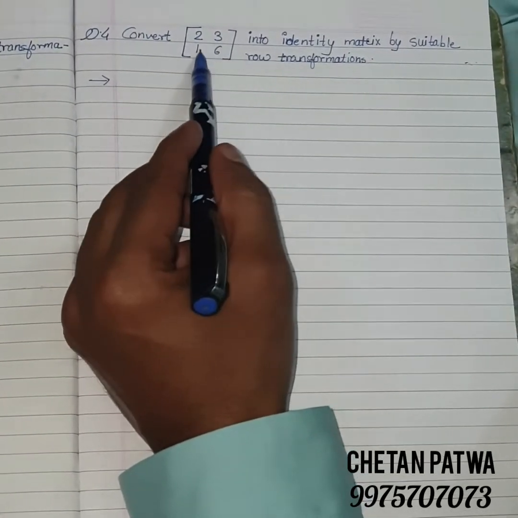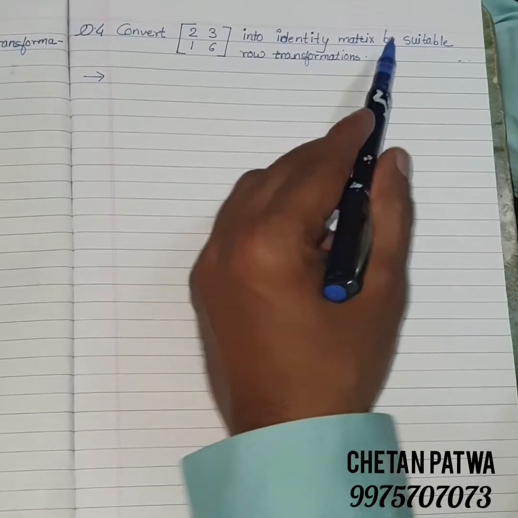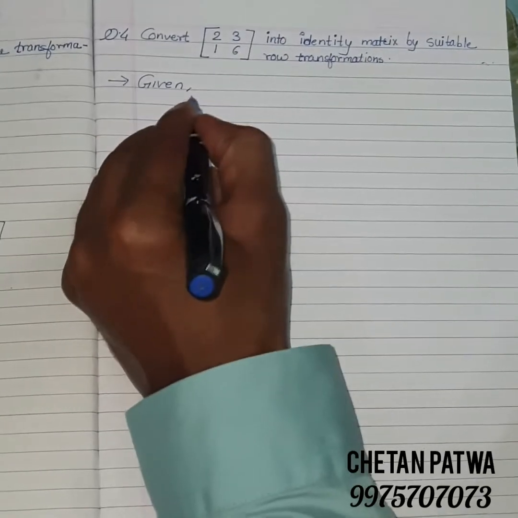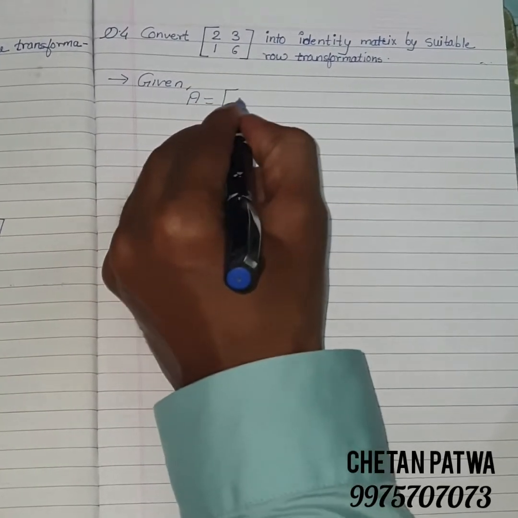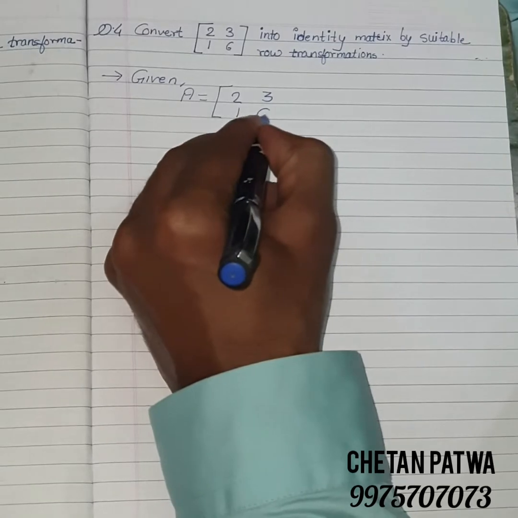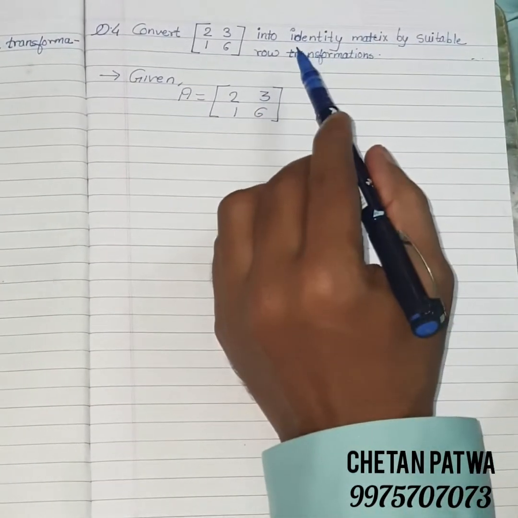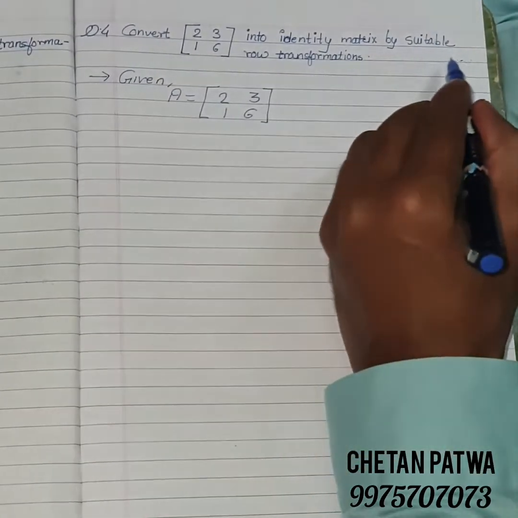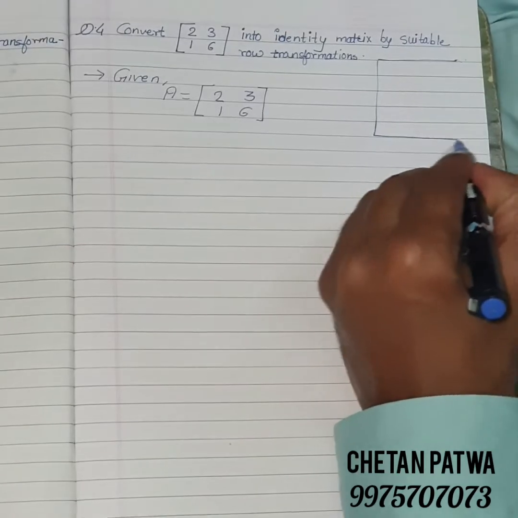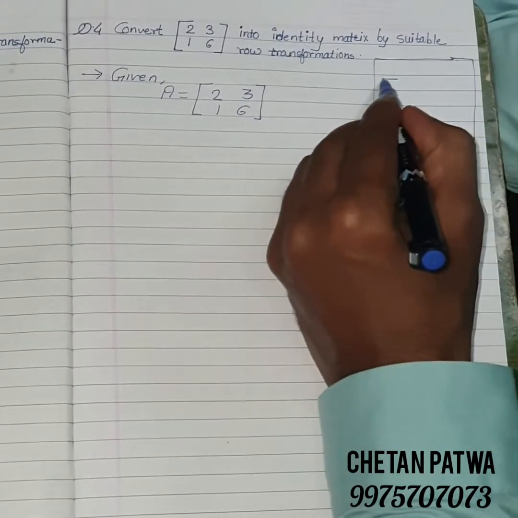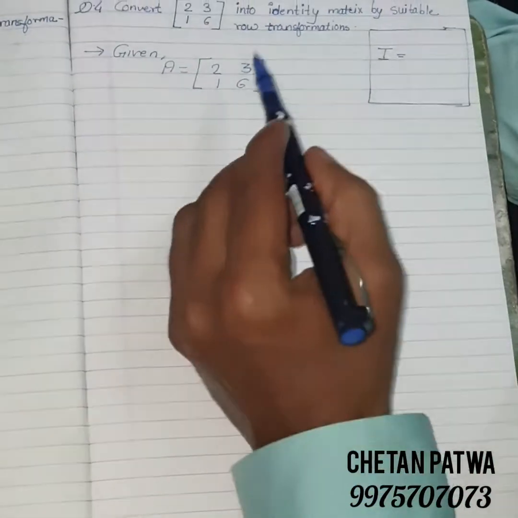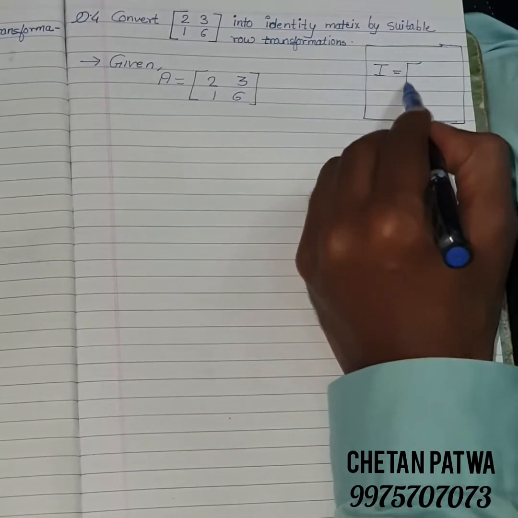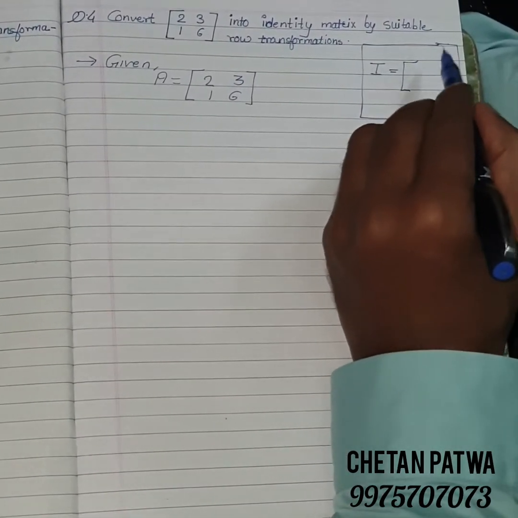Convert [2, 3; 1, 6] into an identity matrix by suitable row transformation. So let's first name the given matrix. Suppose matrix A is equal to [2, 3; 1, 6]. Now in this question they have asked us to convert the given matrix into an identity matrix. Let's revise what an identity matrix is. Now an identity matrix is denoted by capital I. Since the order of this matrix is 2 by 2, that is there are 2 rows and 2 columns, we will consider an identity matrix of order 2 by 2.